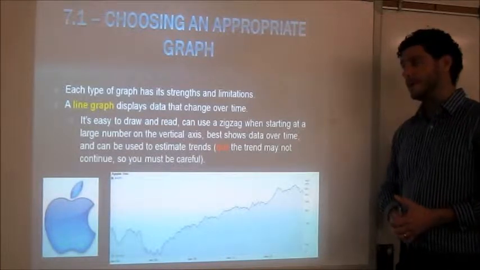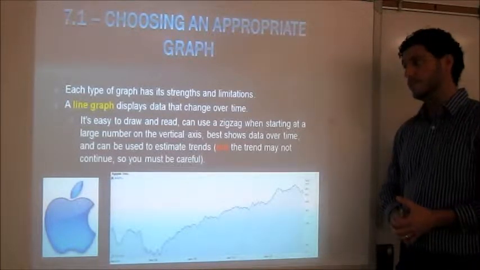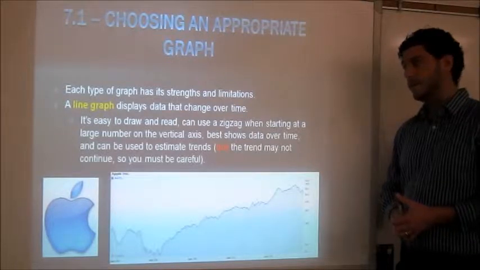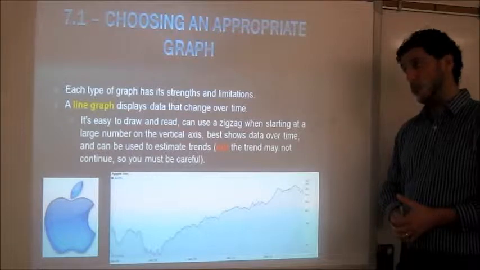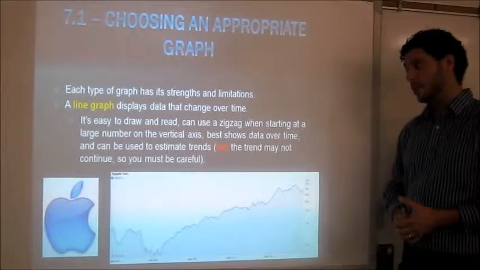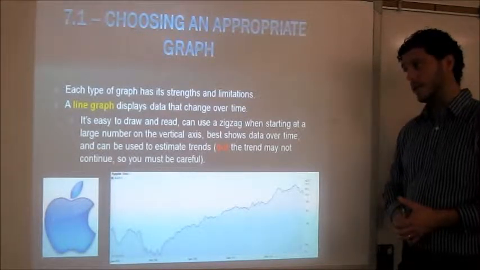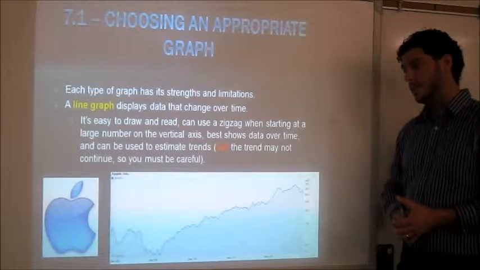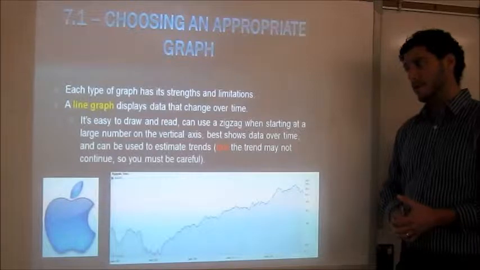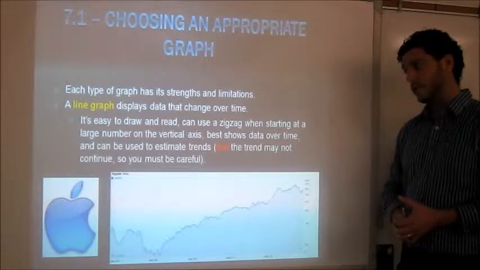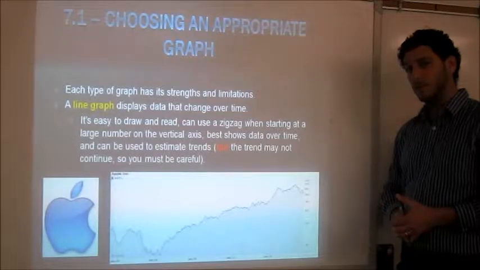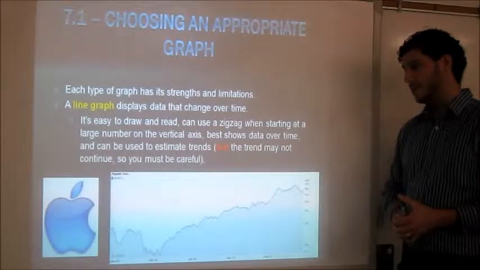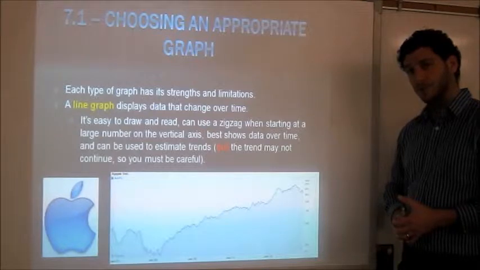Each type of graph has its strengths and limitations. A line graph displays data that change over time. It's easy to draw and read, can use a zigzag when starting at a large number on the vertical axis, best shows data that change over time, and can be used to estimate trends. But one must be very careful when estimating trends because the trend may not continue.